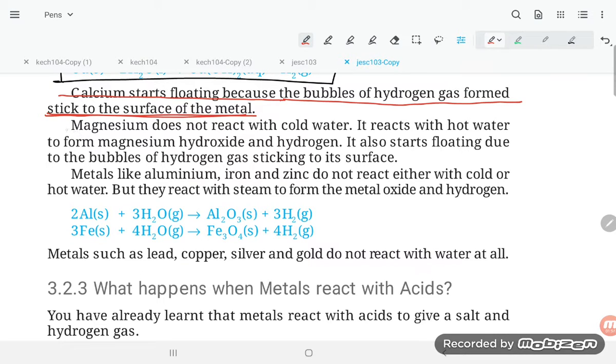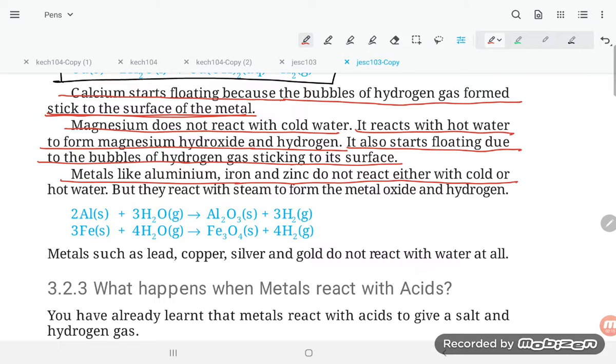This is the point. Magnesium does not react with cold water, it reacts with hot water to form magnesium hydroxide and hydrogen gas. It also starts floating due to the bubbles of hydrogen gas sticking to its surface. Okay, metals like aluminum, iron, zinc do not react with cold water.